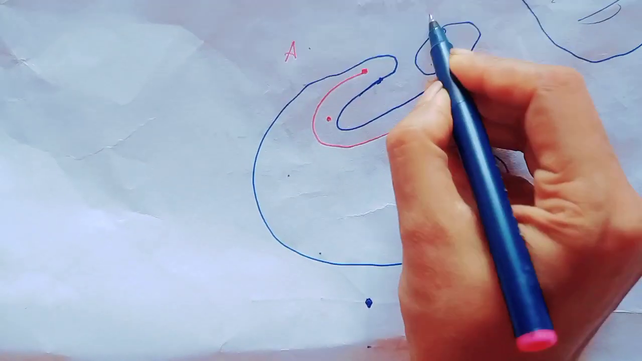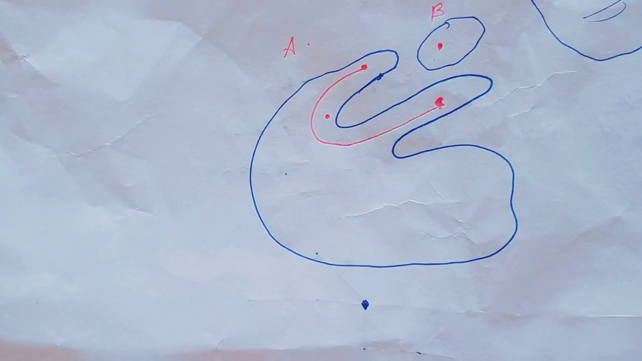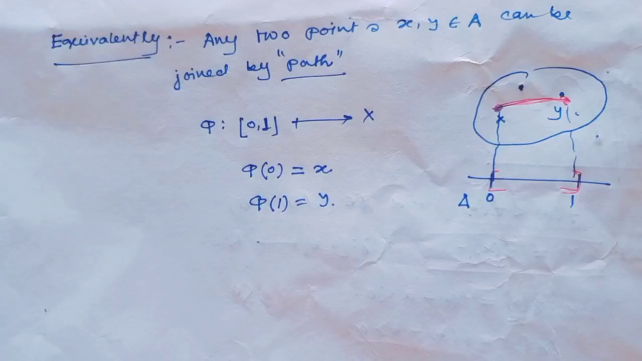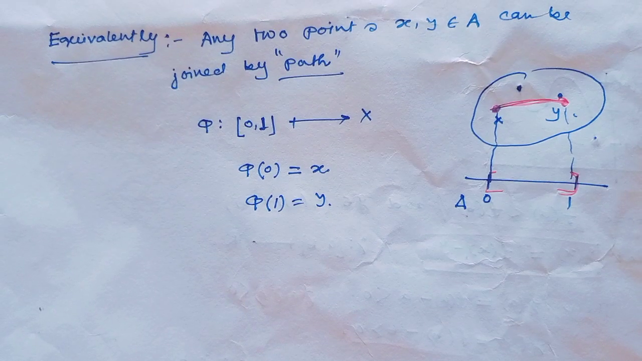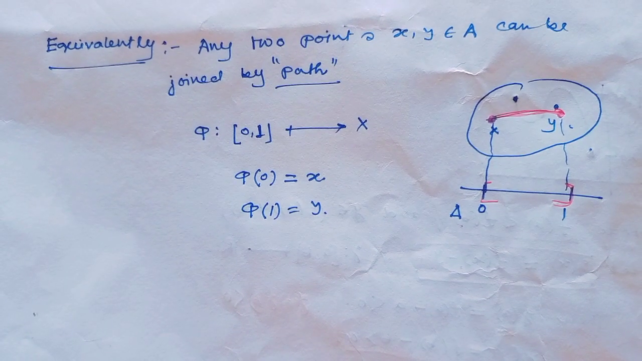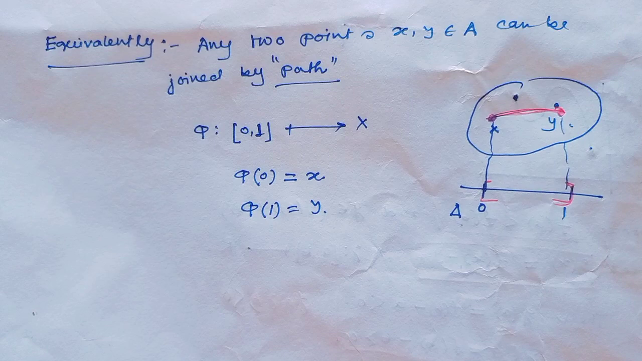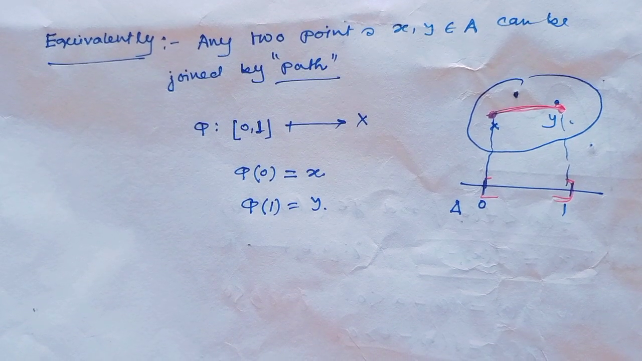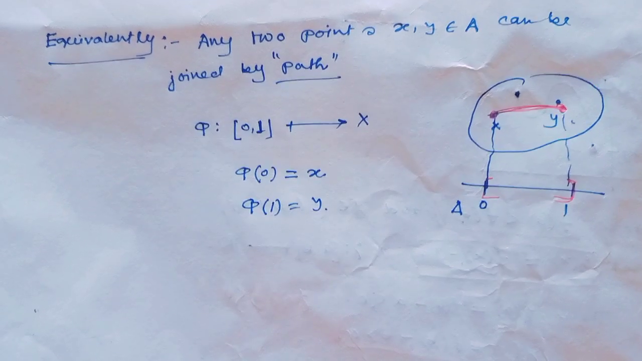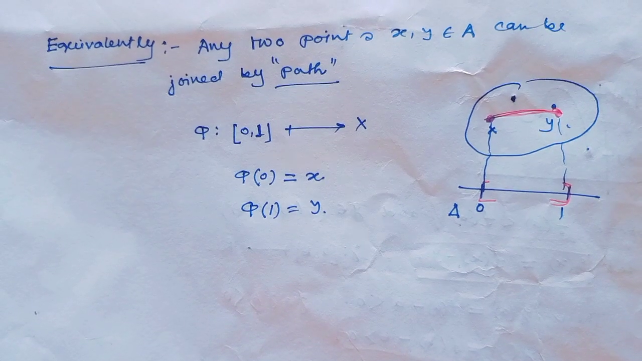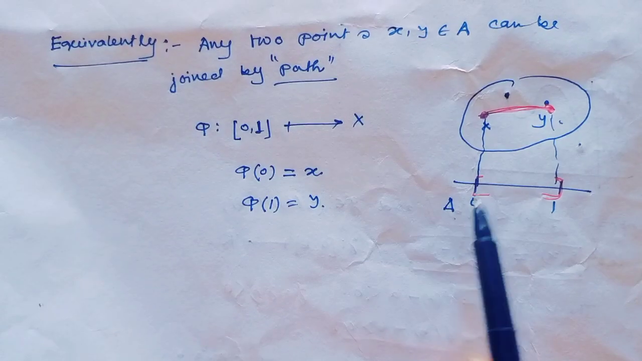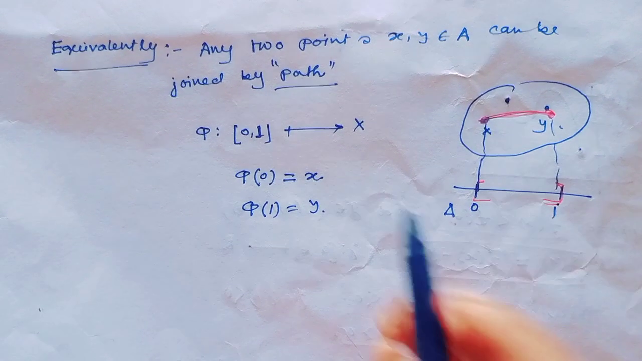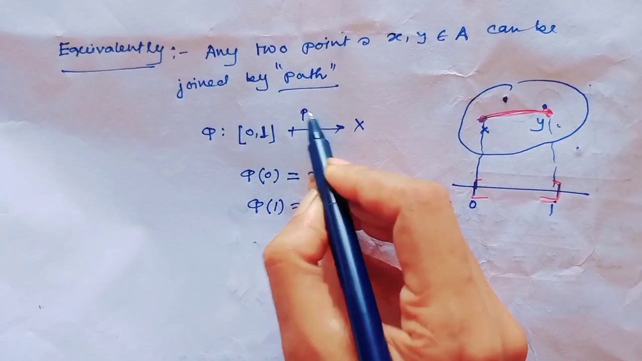So this set A and B is disconnected. I hope all my viewers have understood what path connected is. An equivalent definition of path connected is: any two points x, y belonging to A can be joined by a path. Here we can define a function phi from [0,1] to X such that phi of 0 equals x and phi of 1 equals y. Okay, this is the definition of path connected.